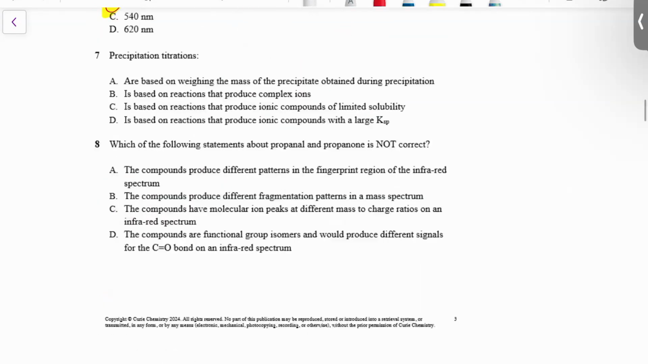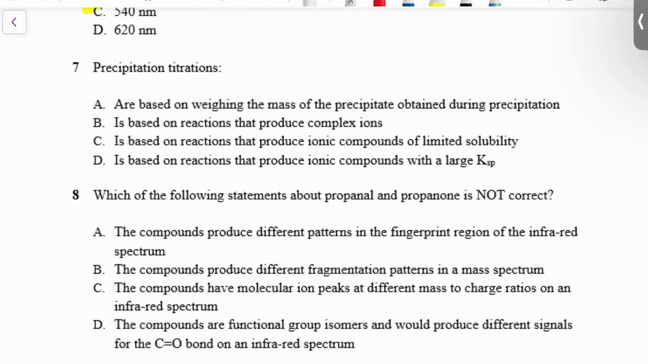Be careful with that. Question 7, precipitation titrations are based on weighing the mass of the precipitate obtained during precipitation. True or false? Or does that sound correct? When we've done precipitation titration questions, have you had the mass of the precipitate in the question?